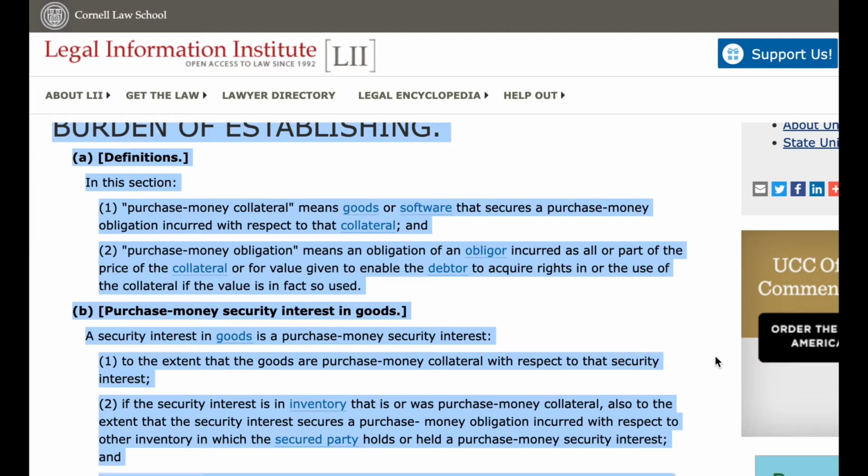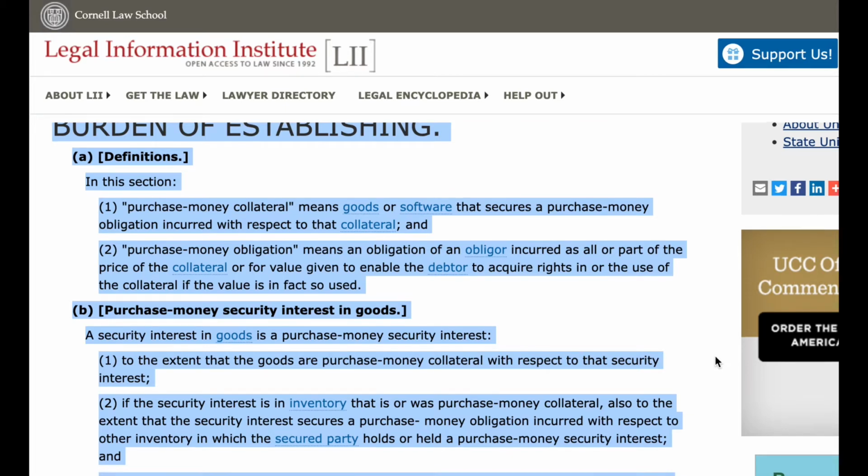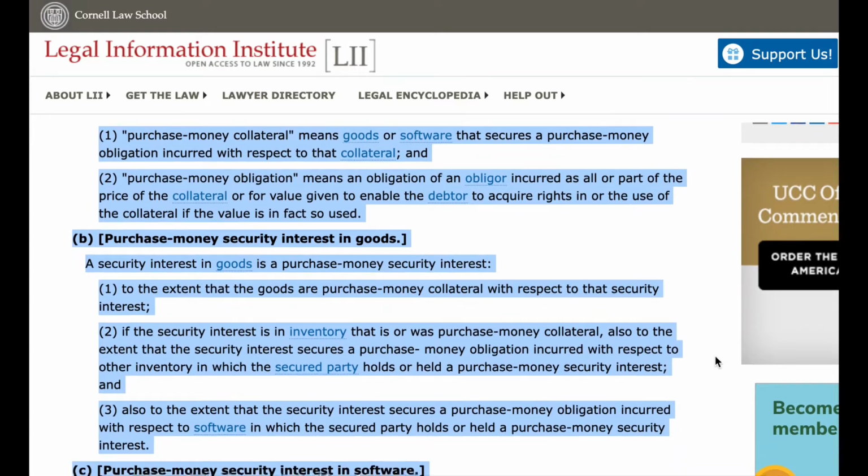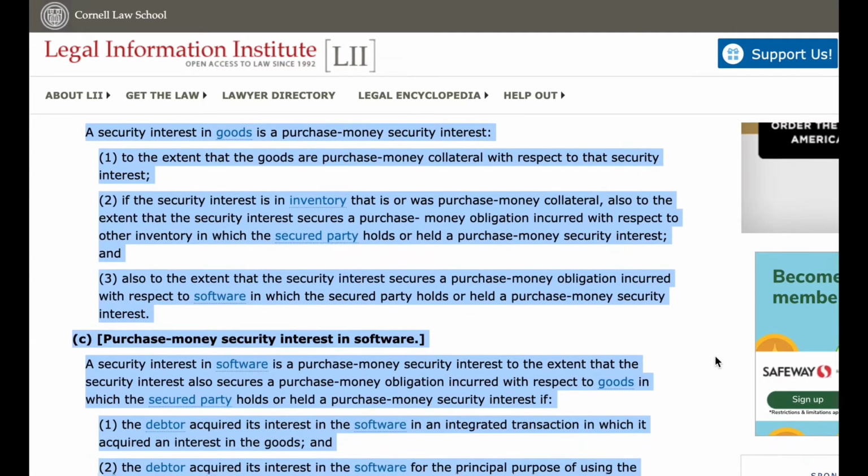B. Purchase money security interest in goods. A security interest in goods is a purchase money security interest: 1. To the extent that the goods are purchase money collateral with respect to that security interest. 2. If the security interest is in inventory that is or was purchase money collateral, also to the extent that the security interest secures a purchase money obligation incurred with respect to other inventory in which the secured party holds or held a purchase money security interest, and 3. Also to the extent that the security interest secures a purchase money obligation incurred with respect to software in which the secured party holds or held a purchase money security interest.